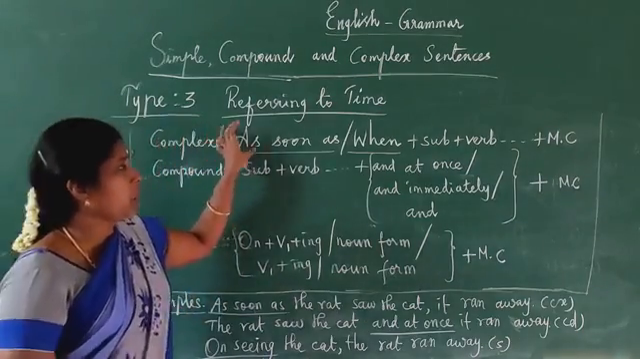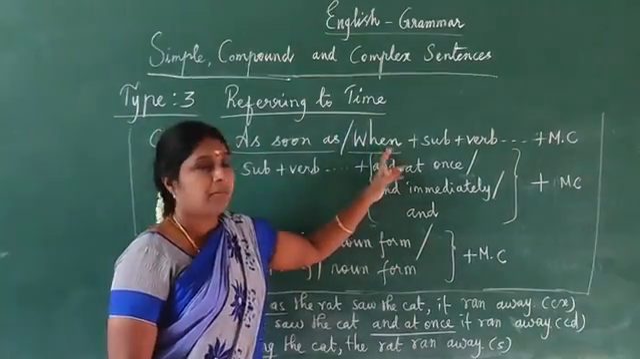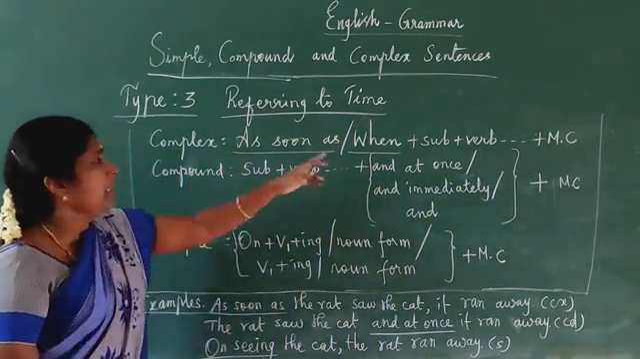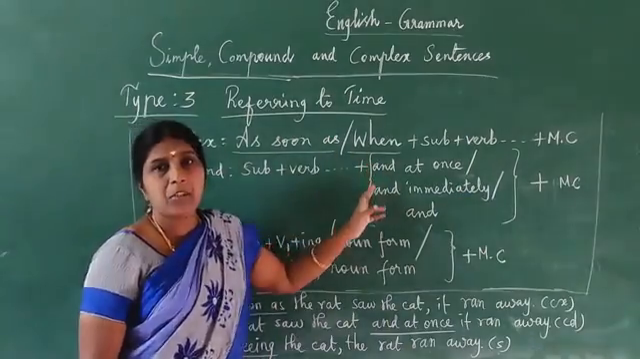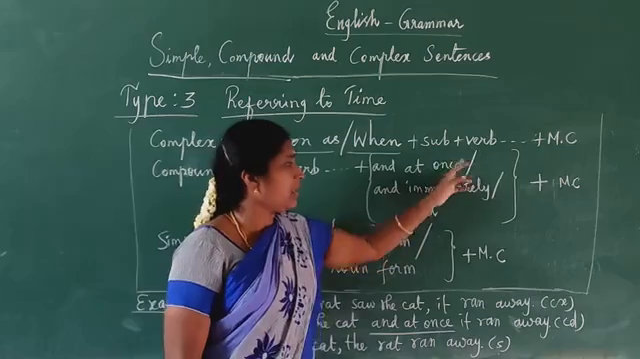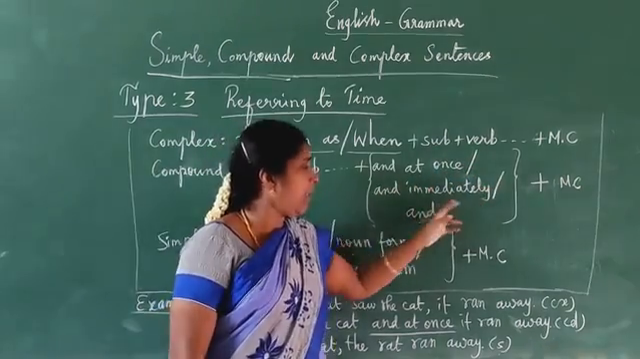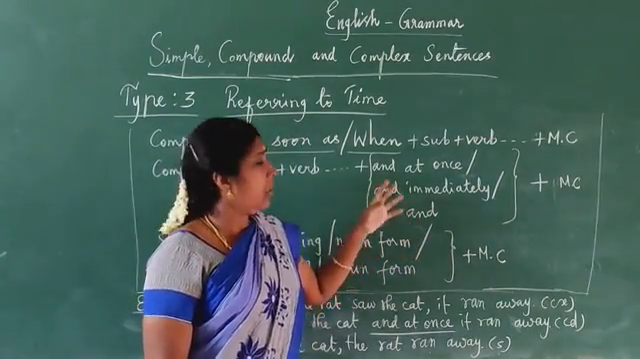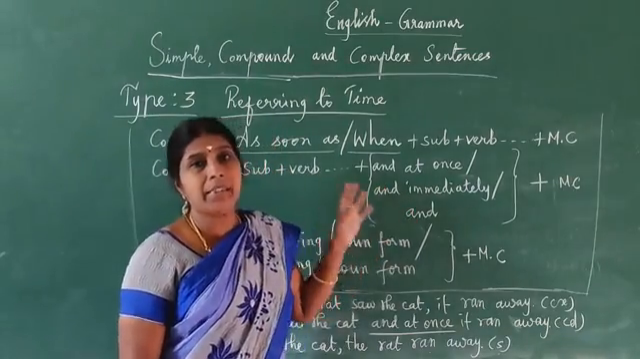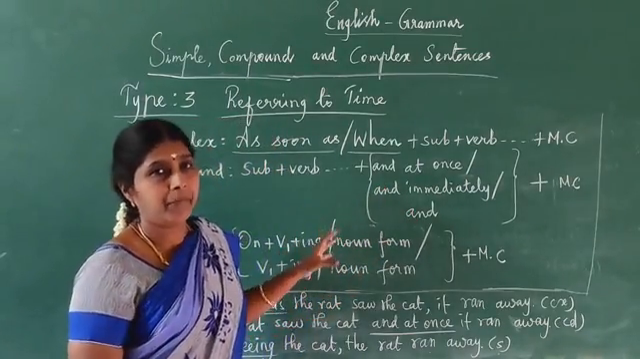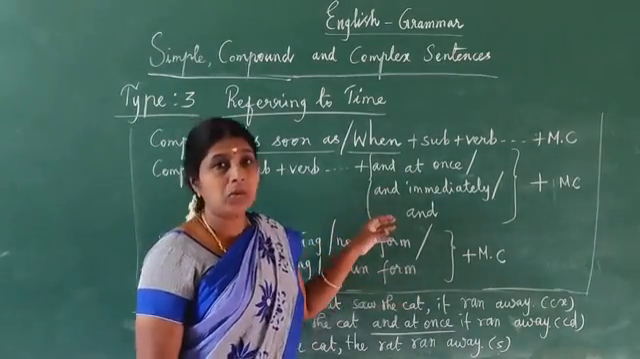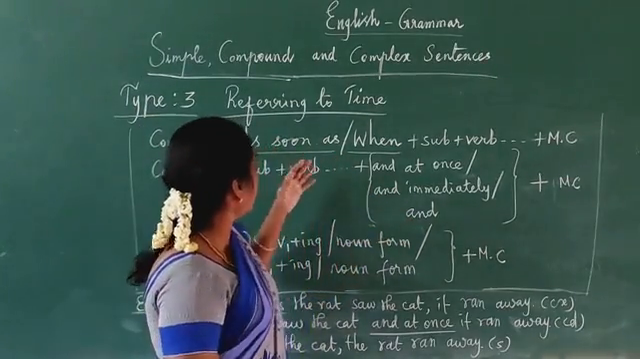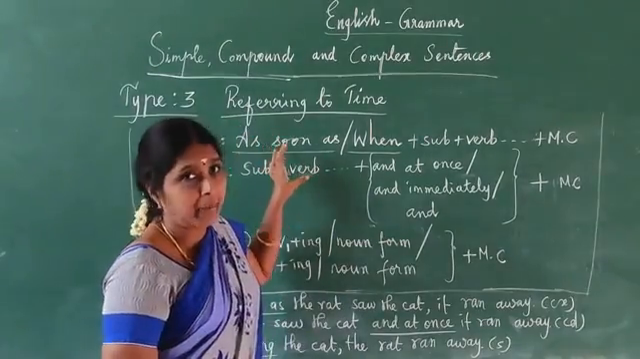For complex: as soon as or when plus subject plus verb, then the main clause. For compound: subject plus verb, then a coordinating conjunction such as and at once, or and immediately, or and, then the main clause. All these types can come. So you have to read the sentence and find out the meaning. According to the sense of the sentence, we have to finalize the conjunction word, that is, which type it belongs to.